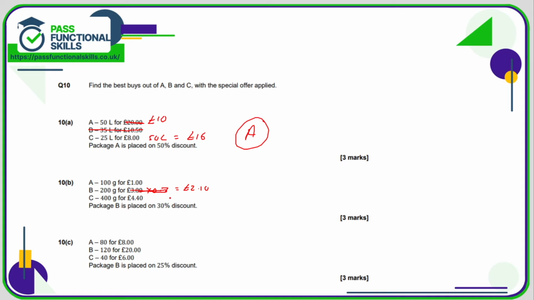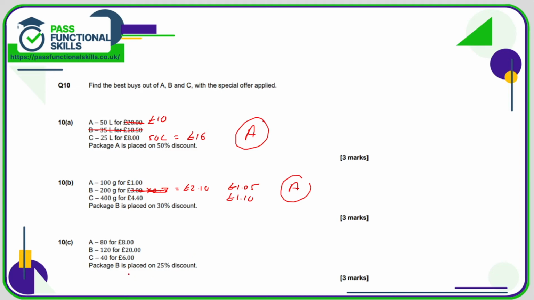So what we can do here is work out the price per 100 grams. So that is £1 for 100 grams. This is going to be £1.05 for 100 grams, just halving that because that's double 100. And if I divide this by 4, that's £1.10. So I'm comparing a pound, £1.05, £1.10. So again, A is the best deal.